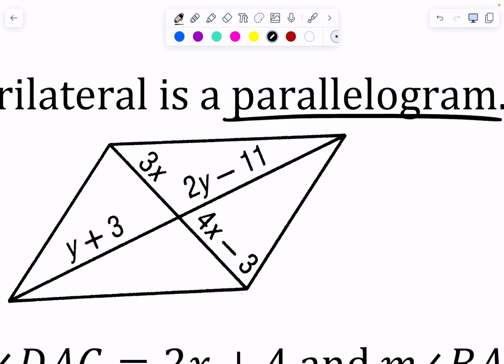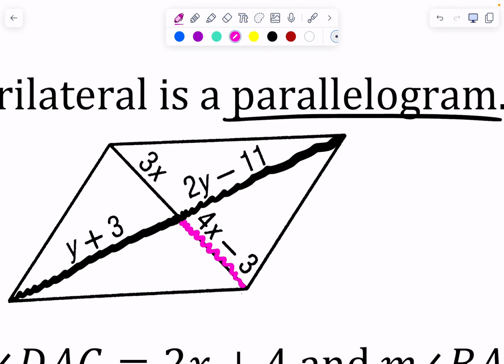Okay, let's figure out what this stuff is pointing to. Like, what is y plus 3 pointing to? This little guy right here, from there to there. Okay, the 2y minus 11 is pointing from here to here. The 4x minus 3 is this little bit, and the 3x is this little bit.